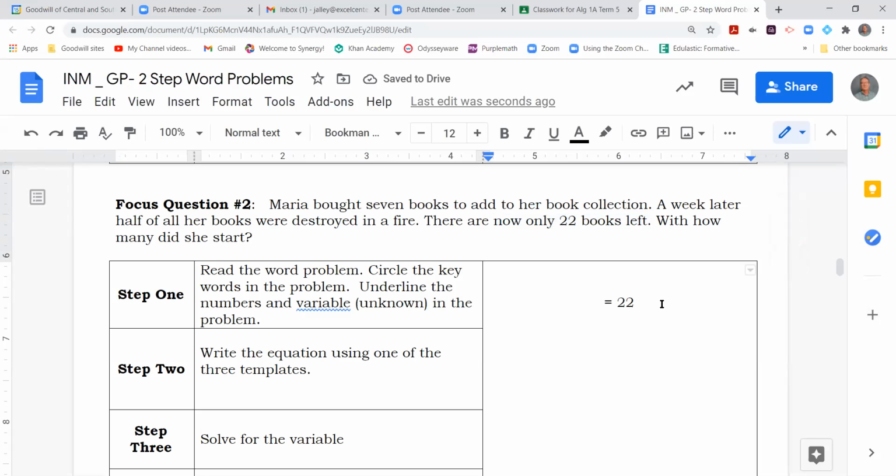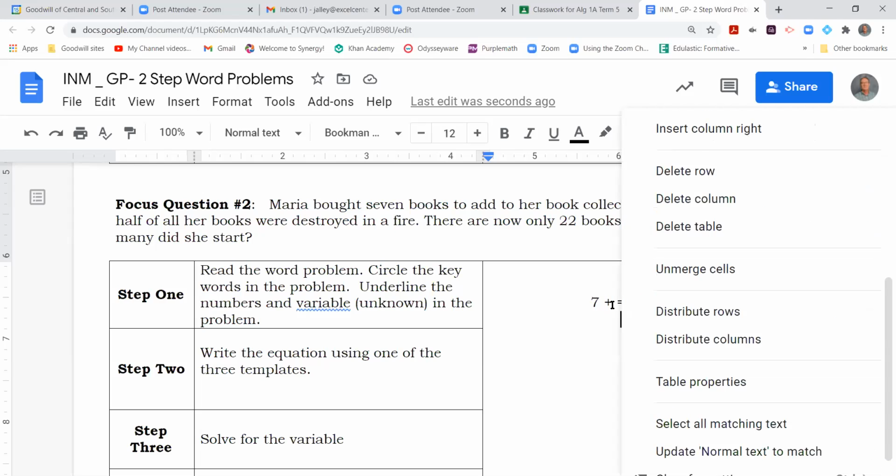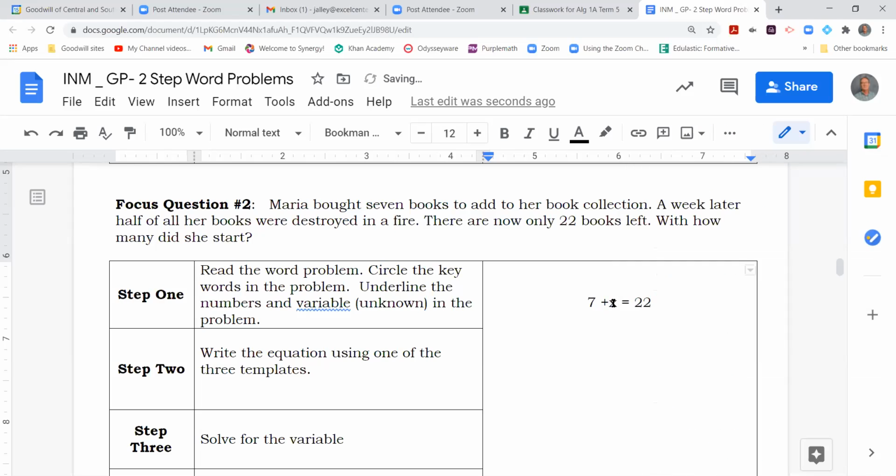Maria bought 7 books to add to her collection. So she bought 7 and added them to something. Do we know what she added them to? Okay, that's the variable. There's your unknown. That's why I asked, do you know what they were added to? Well, no, we don't know. And again, at the end here, it says, how many did she start with? Well, that's whatever that was, she added 7 to it. 7 plus x, not 7x. She added 7 books, not 7x. 7x is 7 times x.